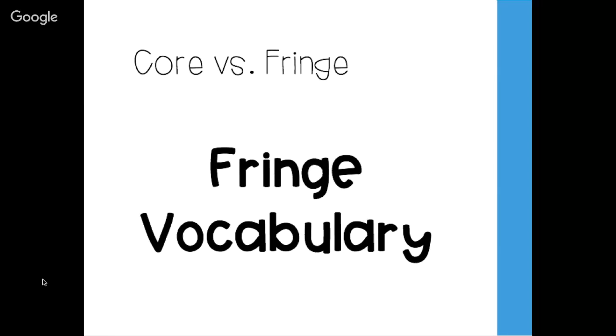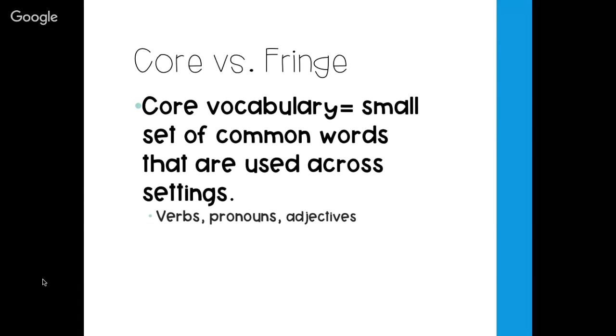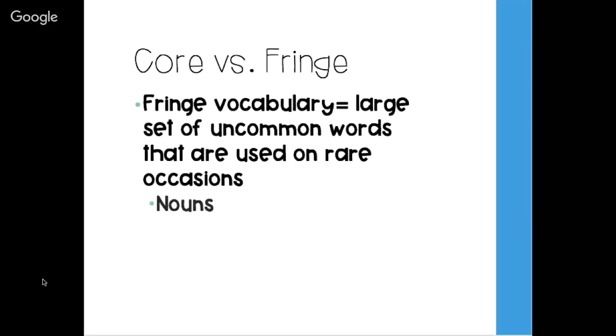Now, the flip side of that, obviously, is fringe vocabulary. Fringe vocabulary is a large set of uncommon words used on rare occasions. I'm going to make you dizzy and flip back and forth here. So you can see the difference, even in their definitions, of core and fringe vocabulary. Core is a small set, they're common, they're used across settings. Fringe is a large set, they're uncommon, and they're used on rare occasions.